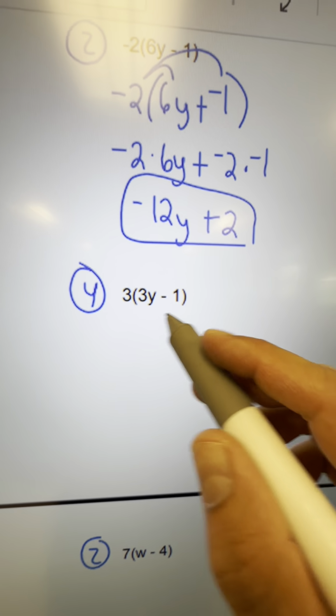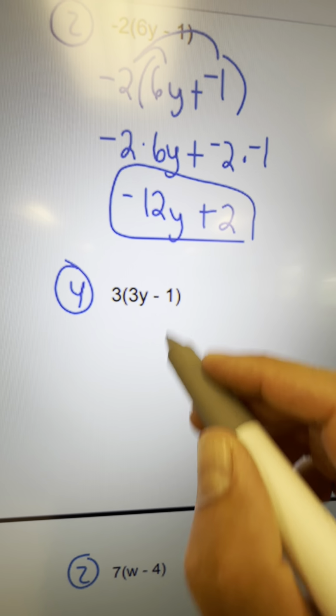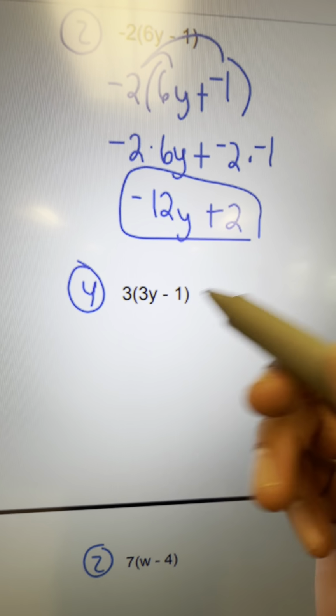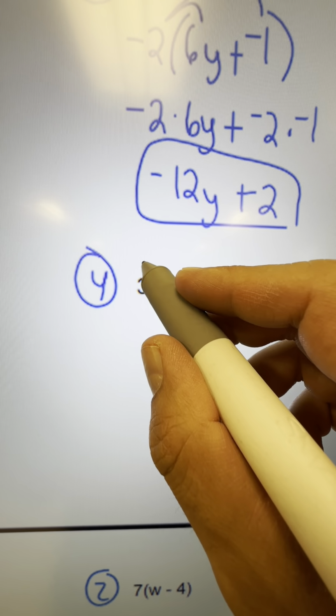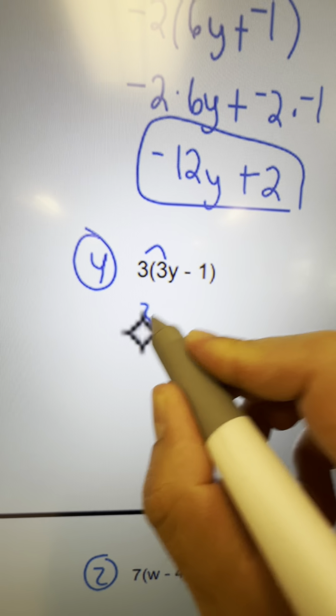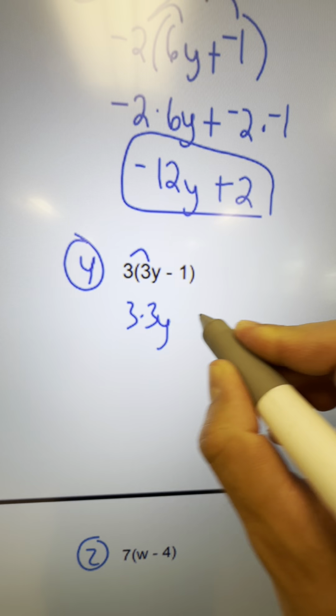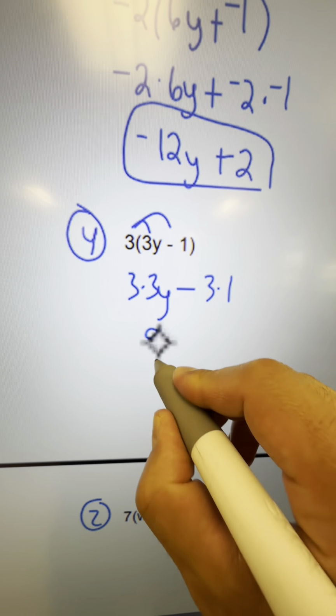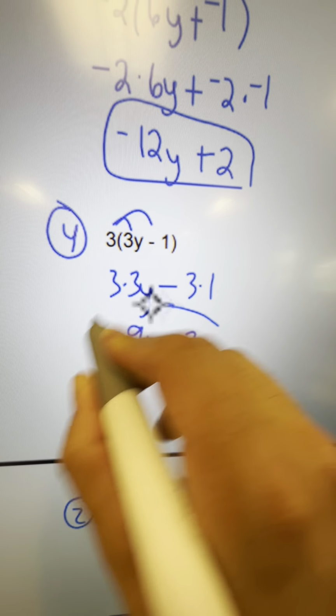And then in this next example, we're distributing positive 3. So what I recommend, again, in this case, if you're distributing a positive, you don't really have to worry about the signs. So multiply 3 times 3y in the first step. Bring down my minus sign, and then 3 times 1 is the next step. So I'll get 9y minus 3.